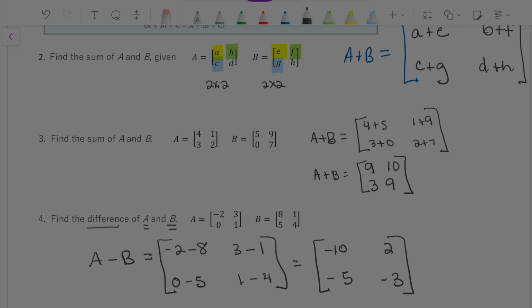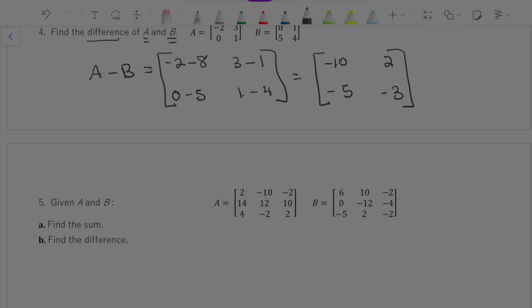And they were both 2 by 2 matrices, and adding or subtracting will then result in a 2 by 2. If you had a 3 by 4, you would have to have a 3 by 4 to add or subtract with it, and the answer would be a 3 by 4. Okay? All right.